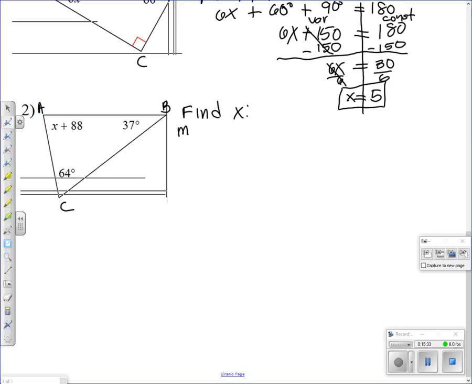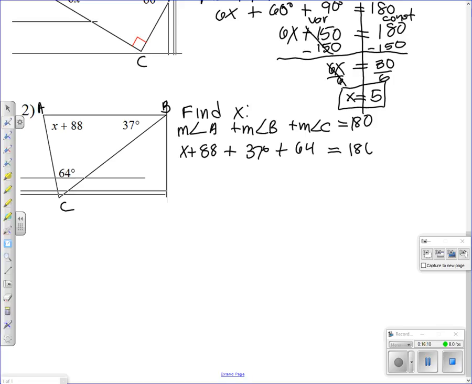So if I write the measurement of angle A plus the measurement of angle B plus the measurement of angle C is equal to 180 degrees. Okay, measurement of angle A is x plus 88, so I'm going to put in x plus 88, then plus the measurement of angle B. Angle B is 37 degrees, plus the measurement of angle C, that'll be 64 degrees, and that's equal to 180 degrees.